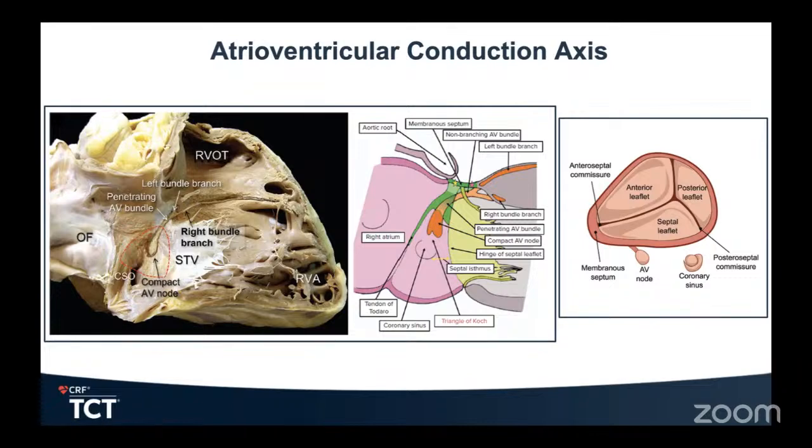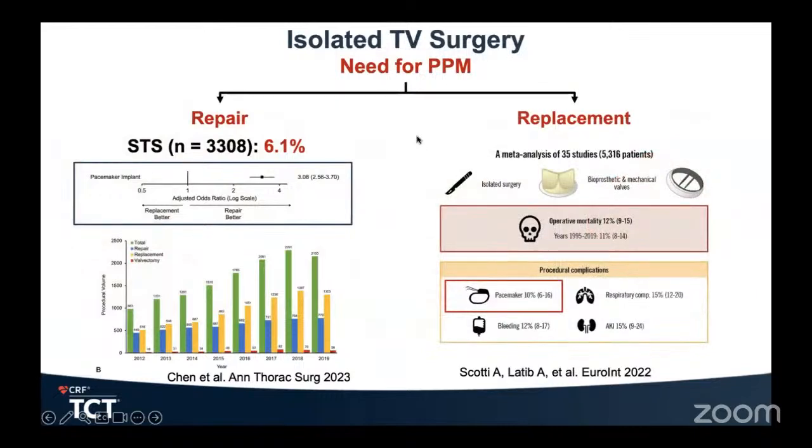So this is just a background slide to see what we know about surgery and what the risk is of conduction abnormalities necessitating permanent pacemaker implantation after tricuspid valve surgery. In order to compare this with transcatheter intervention, here we are discussing only isolated tricuspid valve procedures. So combined mitral and tricuspid or aortic and tricuspid are not discussed here.